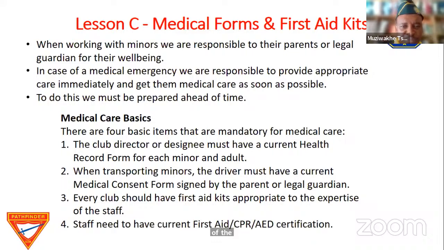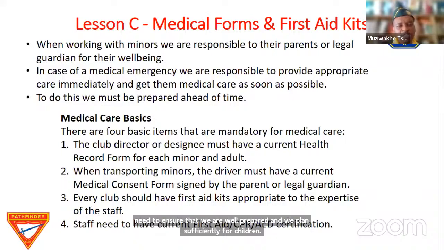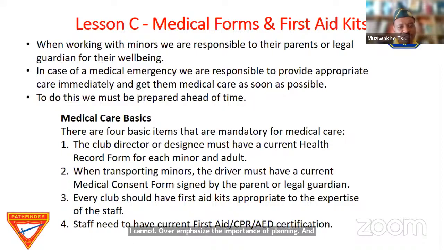And this is very important, that we need to ensure that we are well prepared and we plan sufficiently for children. I cannot overemphasize the importance of planning. And I'm sure we have heard also in the previous presentation how important planning actually is. Now, some of the medical care basics include the 4 basic items that are mandatory for medical care.